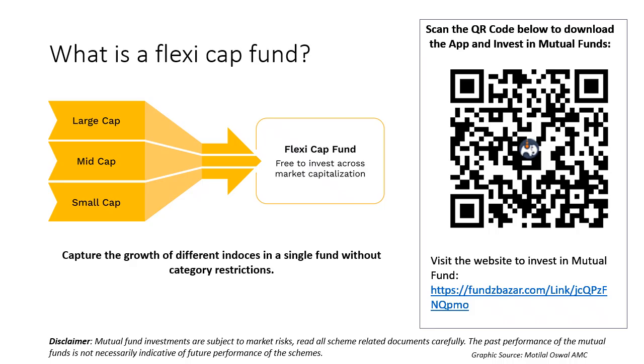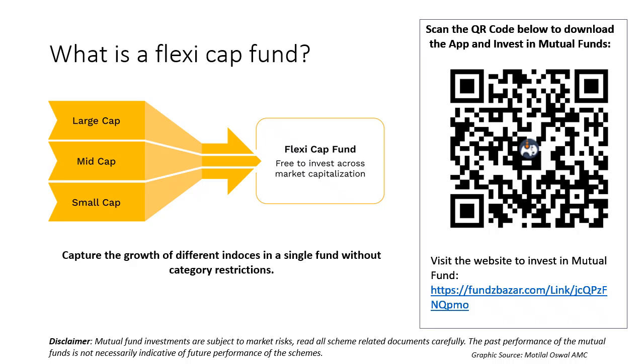So what is a flexi-cap fund, right? So flexi-cap fund is basically free to invest across market capitalization, which means the fund manager can invest the money in any proportion into any of these large cap companies, mid cap companies, or small cap companies. There is no restriction at all on the fund manager. So, what does it mean? You can capture the growth of different indices in a single fund without category restrictions, right? So, very important to understand this difference.